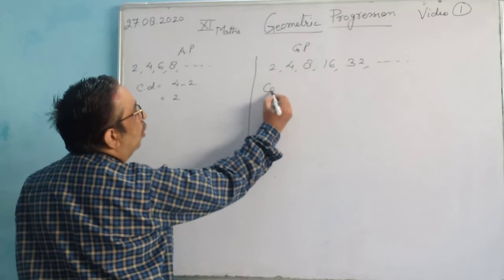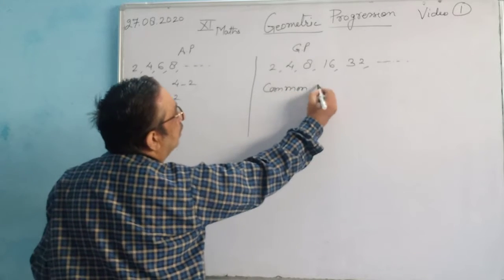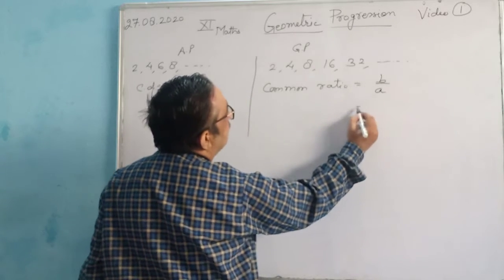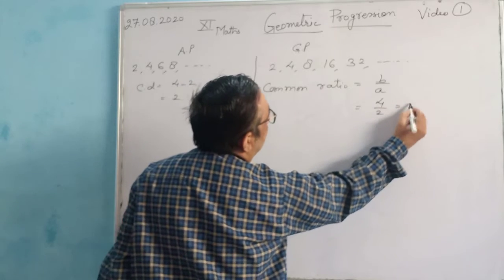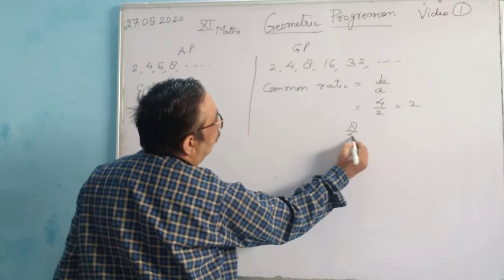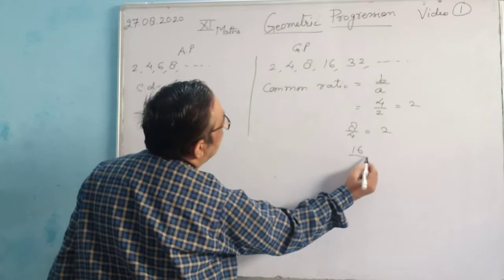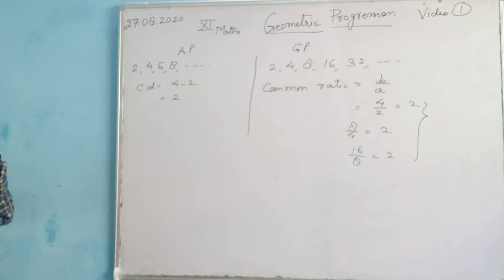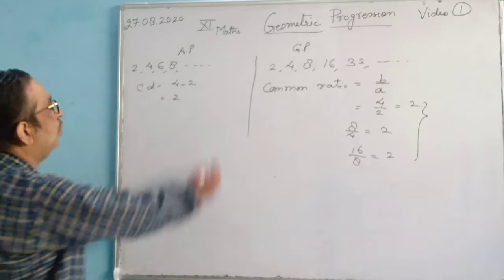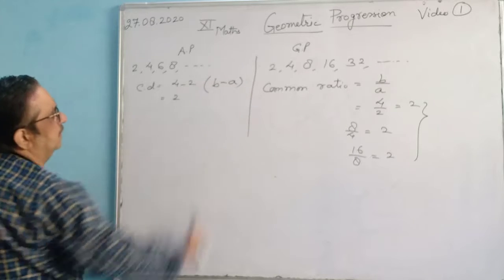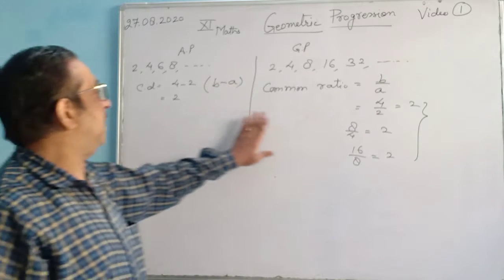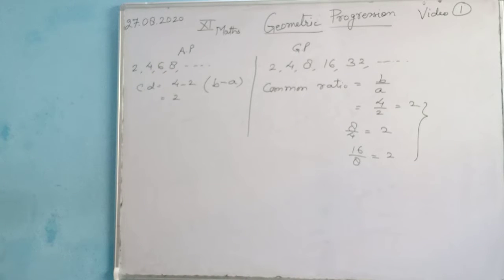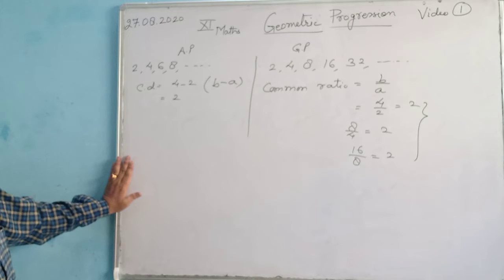In this case, common ratio, and common ratio means second term divided by first term. 4 upon 2 equals 2, 8 upon 4 again 2, 16 upon 8 again 2. These are the same. That means in this case common ratio, or in AP it is b minus a. This is the first main difference. Is it clear? Okay. Now discuss another point.